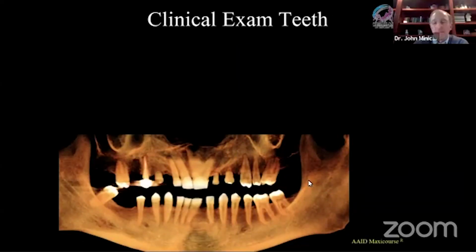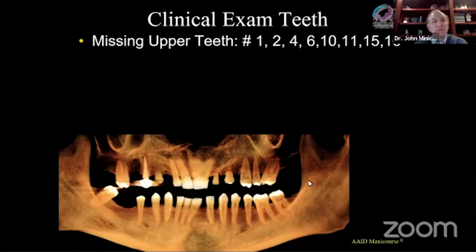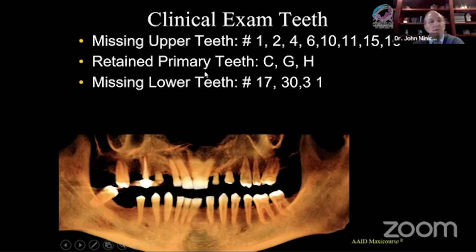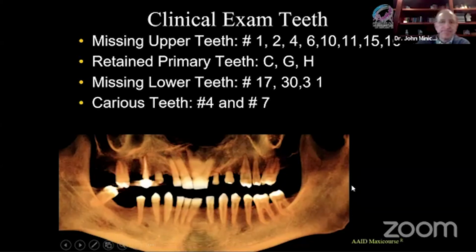So from our clinical exam, we can see that she's missing upper teeth. Number 1, number 2 is missing. Number 3 is present. Number 4 is missing. 6, 10, 11, 15, and 16. You can see that she's retained primary teeth number C, G, and H. She's also missing tooth number 17, her lower left wisdom tooth, as well as her lower right first molar and her lower right second molar.